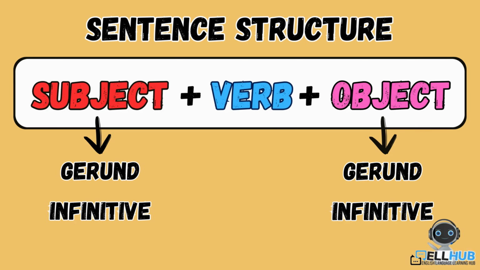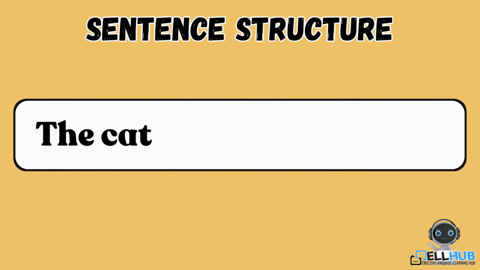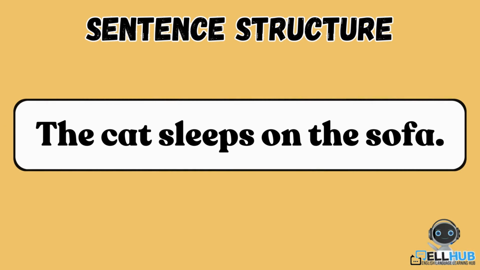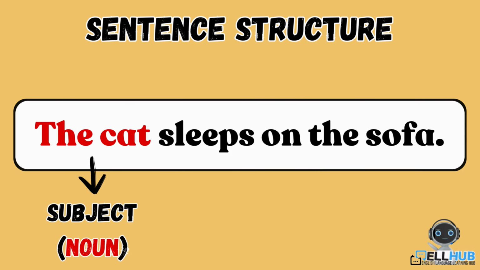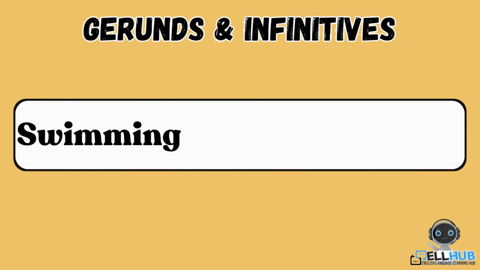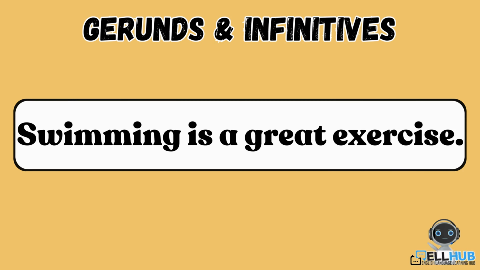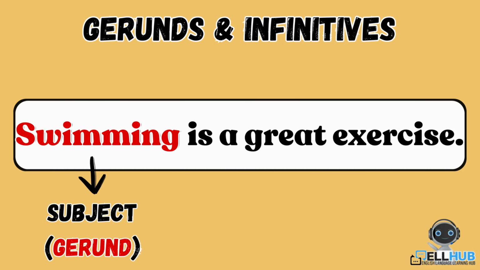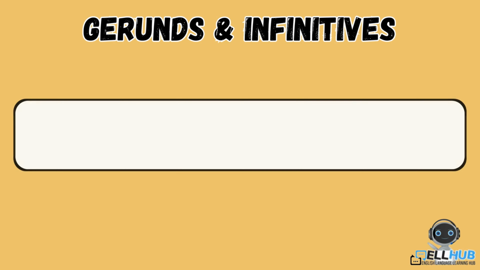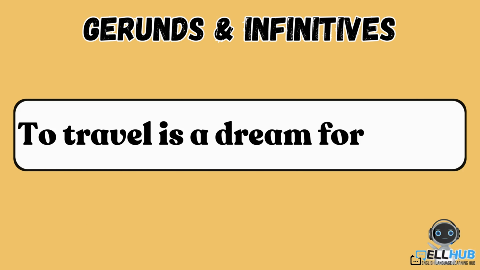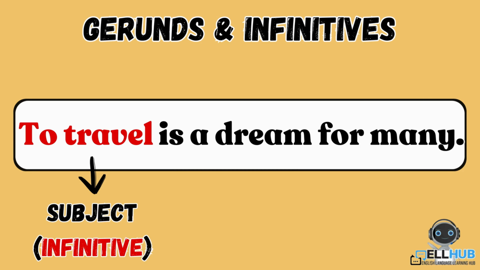Let's look at some examples. The cat sleeps on the sofa. In this sentence, cat is a noun serving as the subject of the sentence. Swimming is a great exercise. Swimming is a gerund serving as the subject of the sentence. To travel is a dream for many. To travel is an infinitive serving as the subject of the sentence.